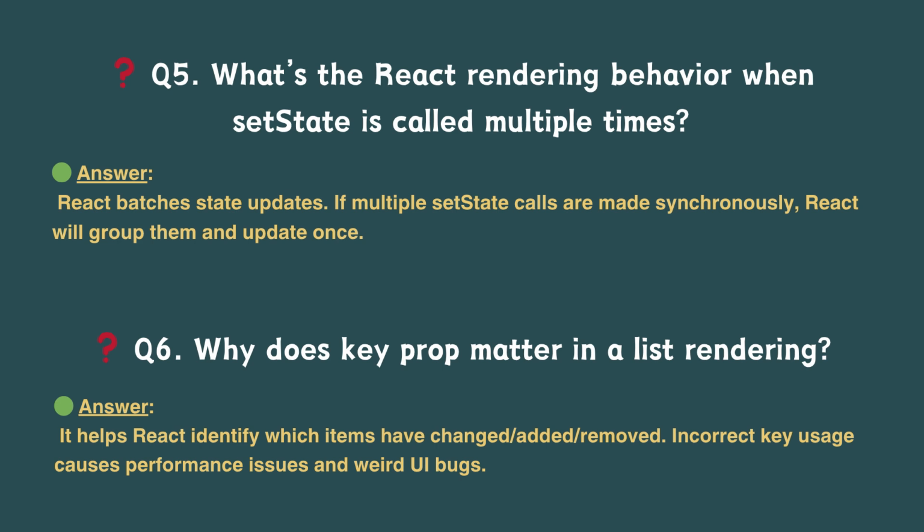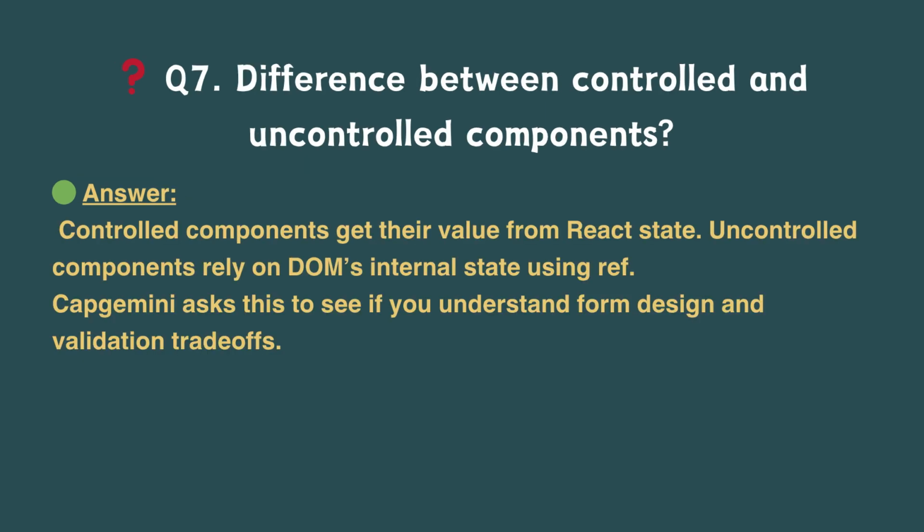Next question, why does the key prop matter in list rendering? The answer is it helps React identify which items have changed, been added, or been removed. Incorrect key usage causes performance issues and weird UI bugs.